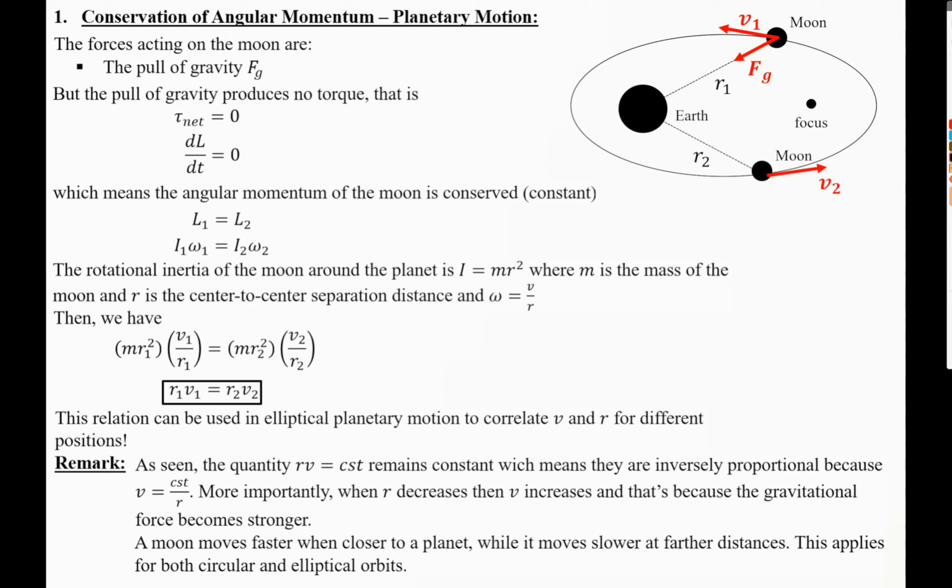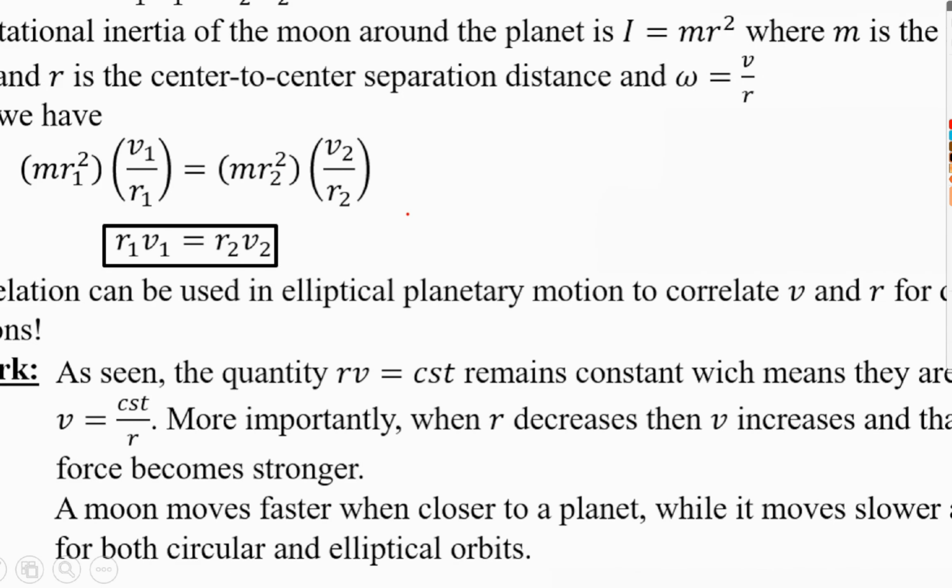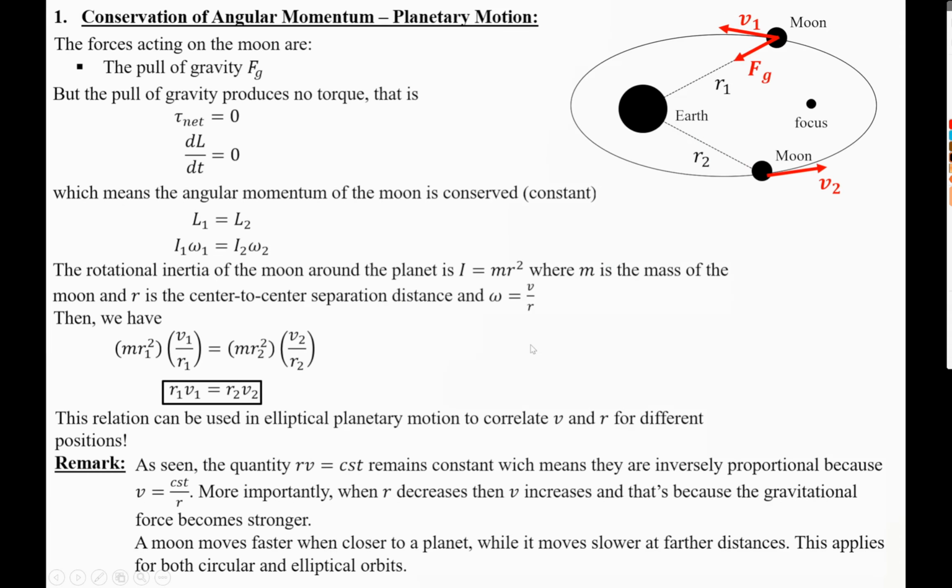A moon moves faster when closer to a planet, while it moves slower at farther distances. This applies for both circular and elliptical orbits. By circular orbits, I mean if we're talking about two different orbits of two different radii, and by elliptical orbit, I'm talking about the same elliptical orbit. So if you have two circular orbits of different radii, this can be seen again from the relation given by V equals the square root of G central mass divided by R.